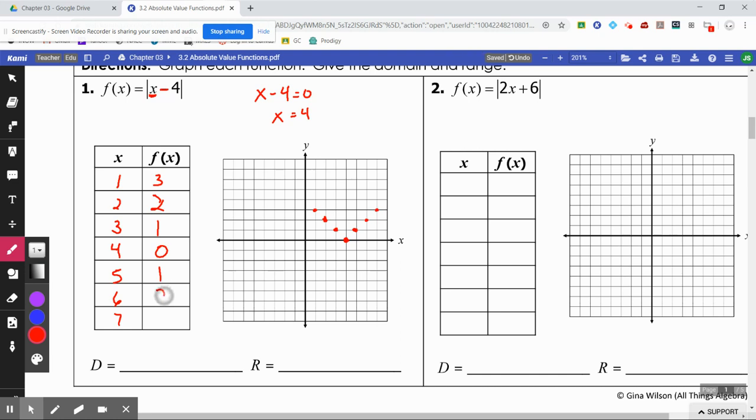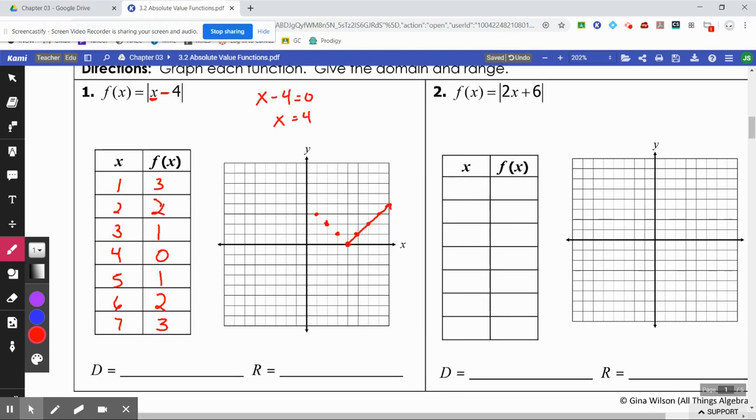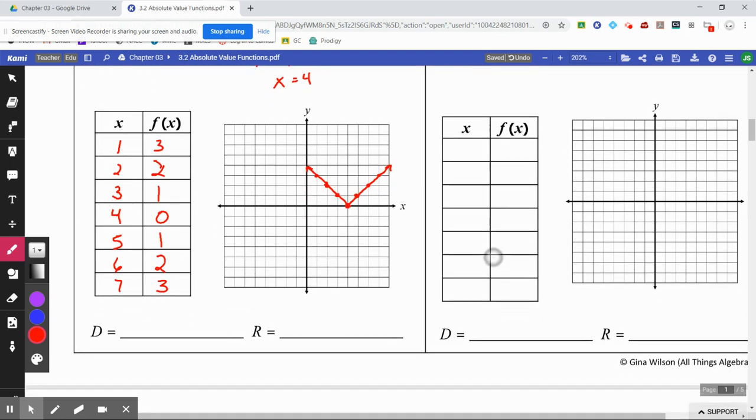6 minus 4 is 2. The absolute value is 2. 7 minus 4 is 3. The absolute value is 3, which again gives me these 2 points. So once you find your vertex, if you just plug in the values on one side and remember the symmetry that these things have, then it tells you the values on the other side.